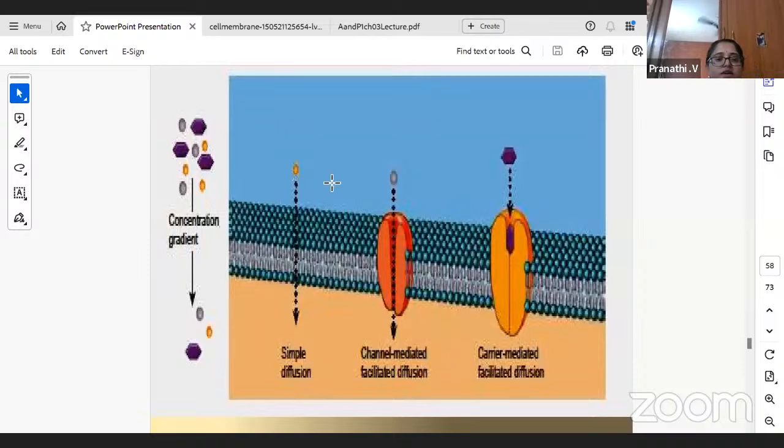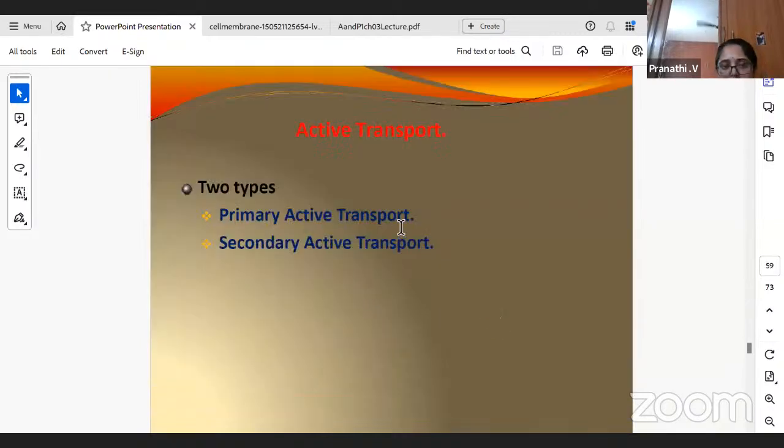Facilitated diffusion, you see different kinds. Simple diffusion, channel mediated, and facilitated diffusion, carrier mediated. So with the help of different kinds of carriers, this carrier has the ion attached to it, and then it is going to be facilitating the ion to get inside or outside the cell, because of which it is known as carrier mediated diffusion.